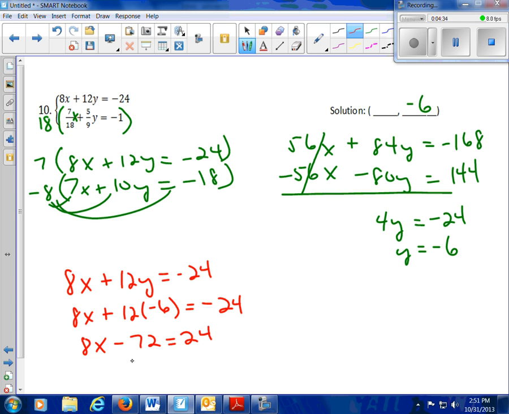And if I solve for x, I'm going to add 72 to each side. And I'm going to get 8x equals 96. And if I divide both sides by 8, I'm going to get 12. So my solution is 12, negative 6 for the system of equations.